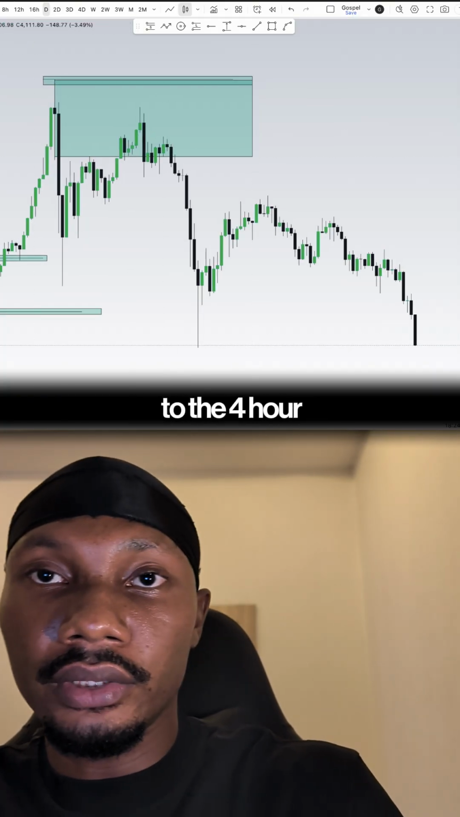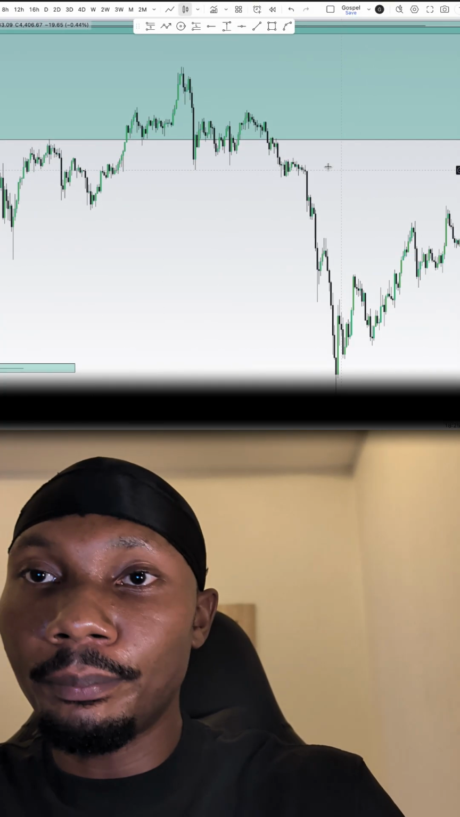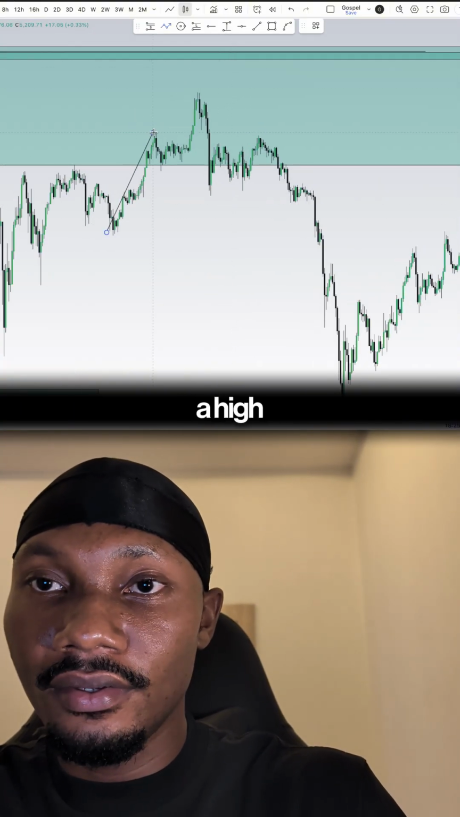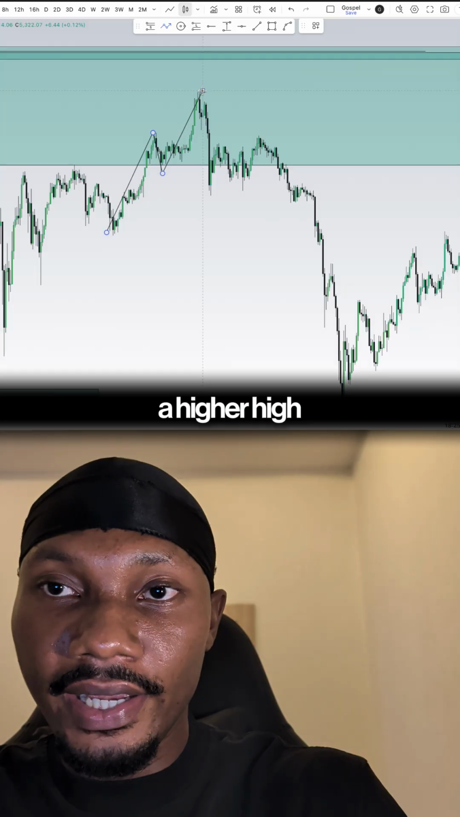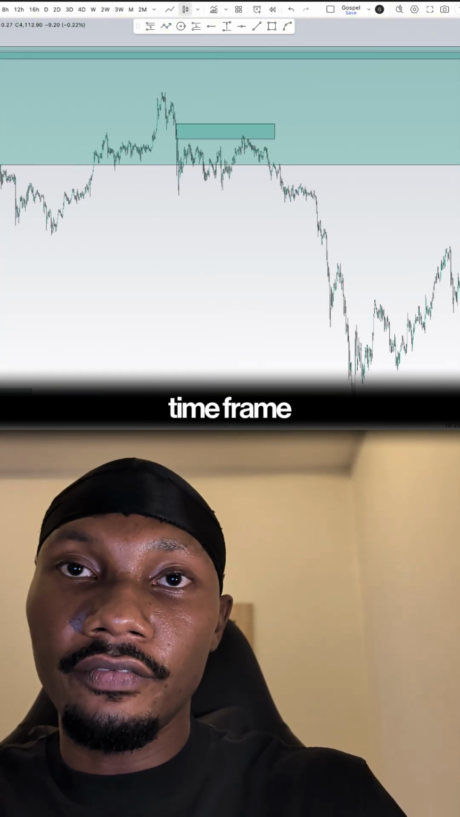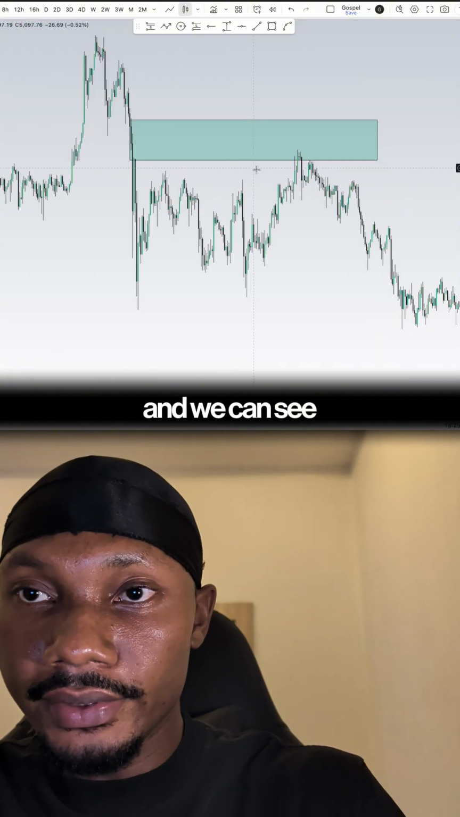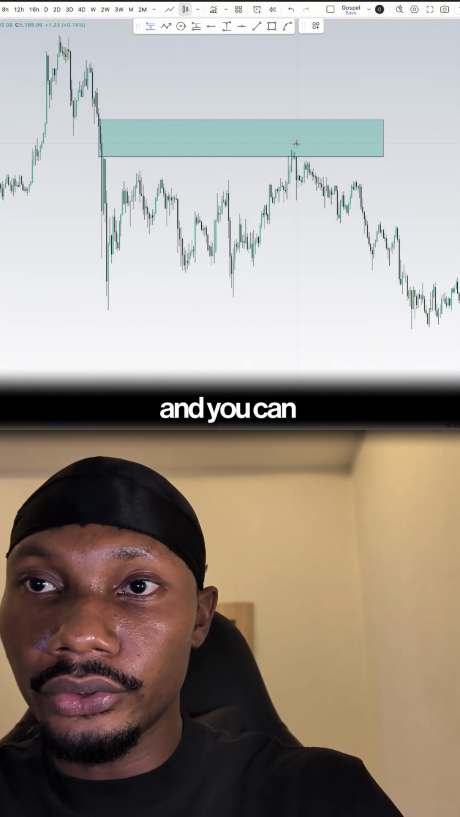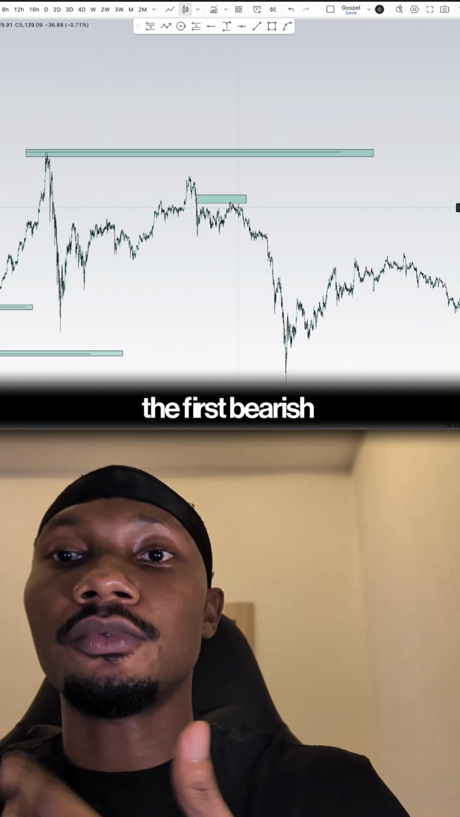So let's go down to the 4-hour time frame. So on the 4-hour time frame, you can see that price created a high, a low, a high, then broke it. Automatically we are bearish. All we had to do is go down a time frame, that's the 1-hour time frame, and we can see a smaller time frame supply zone here, and you can short from here. So this is the first bearish move on gold.